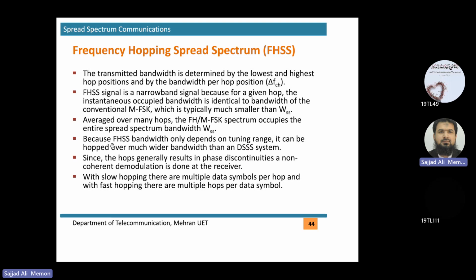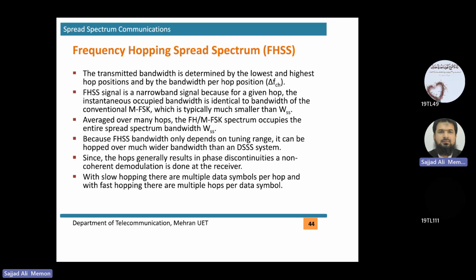Averaged over many hops, the frequency hopping MFSK spectrum occupies the entire spread spectrum bandwidth, W_SS, because FHSS bandwidth only depends on tuning range. It can be hopped over a much wider bandwidth than a DSSS system. Since the hop generally results in phase discontinuities, non-coherent demodulation is done at the receiver. With slow hopping, there are multiple data symbols per hop, and with fast hopping, there are multiple hops per data symbol. So it's phased like that.